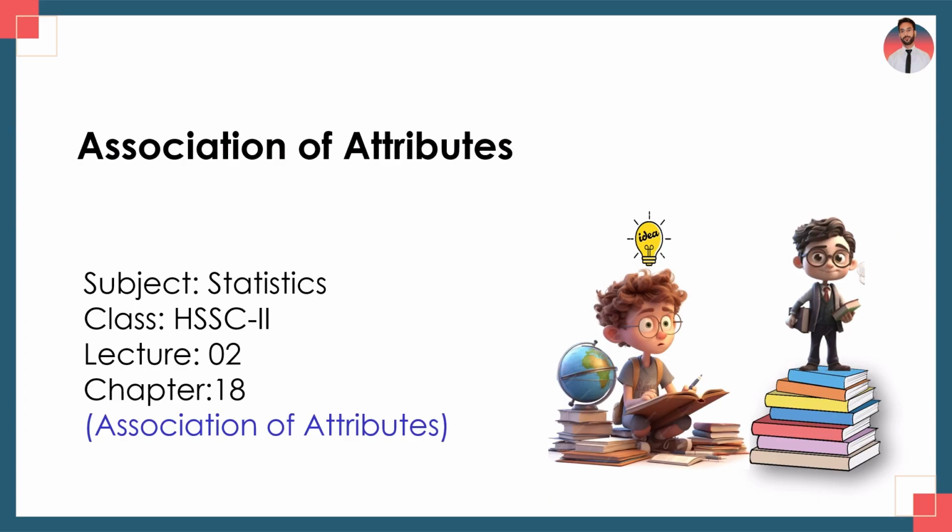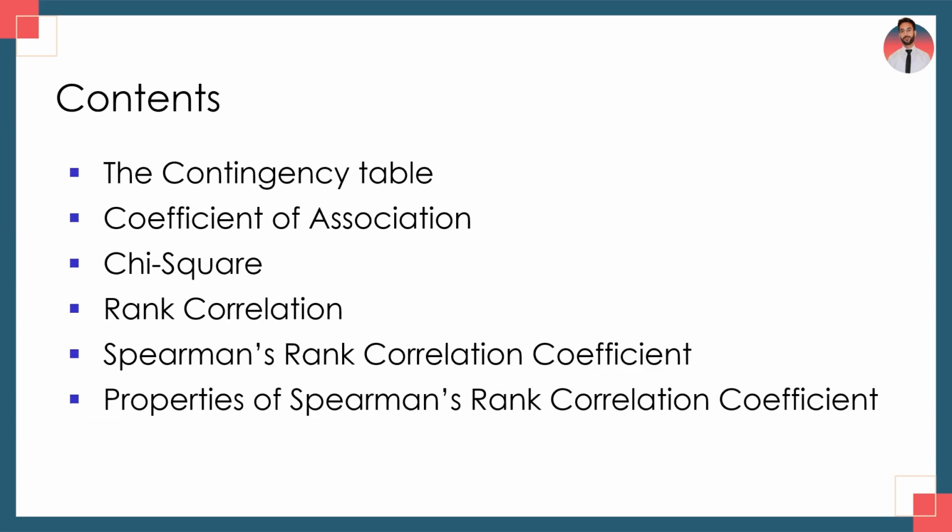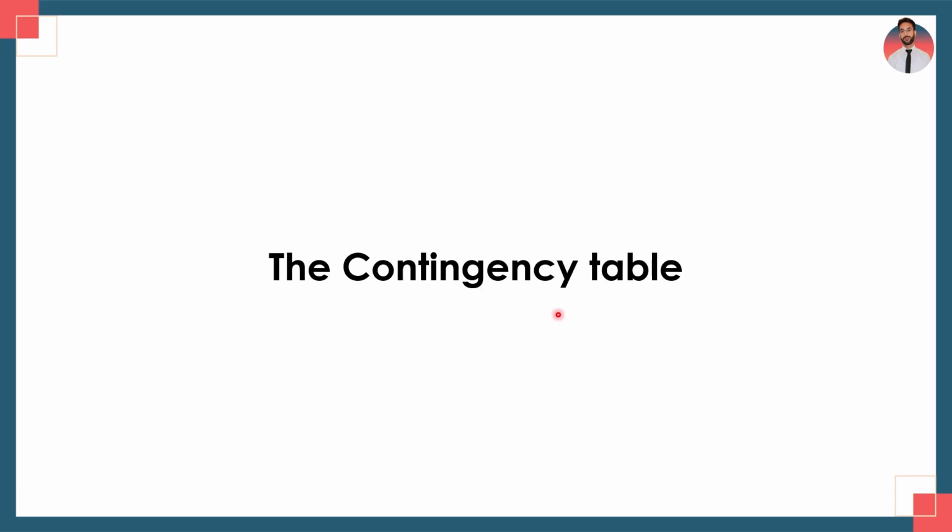Let's start the topic of important definitions. The contents of today's lecture are: first, the contingency table; second, coefficient of association; third, chi-square; fourth, rank correlation; fifth, Spearman rank correlation coefficient; and the last one is the properties of Spearman rank correlation coefficients. These are the terms or definitions I will discuss in this lecture. First of all, I will discuss the contingency table.